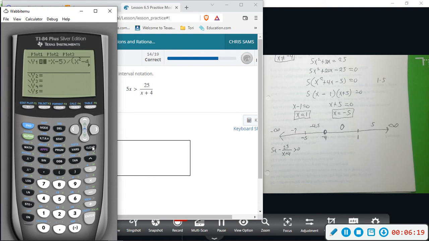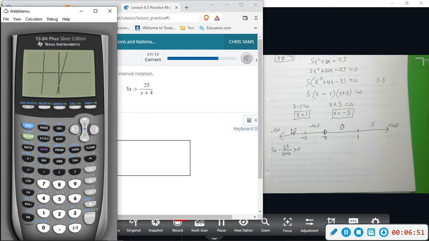Y equal, I'm going to clear this out. I'm going to type in 5x minus, and then I'm going to do in parentheses 25 divided by, and then in parentheses x plus 4, and then I'm just going to graph it. That's going to be the easiest way. Graph it. So the graph really doesn't matter.